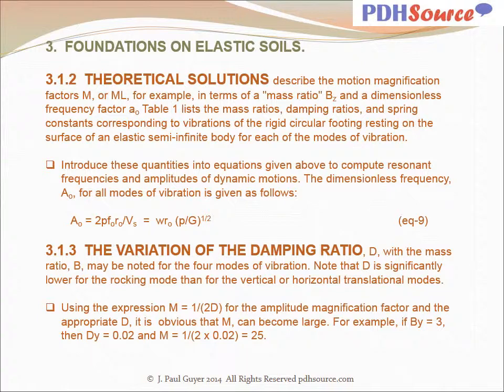The variation of the damping ratio D with the mass ratio B may be noted for the 4 modes of vibration. Note that D is significantly lower for the rocking mode than for the vertical or horizontal translational modes. Using the expression M equals 1 divided by 2D for the amplitude magnification factor and the appropriate D, it is obvious that M can become large. For example, if b sub y is equal to 3, then D sub y is equal to 0.02, and M is equal to 1 divided by 2 times 0.02 equals 25.